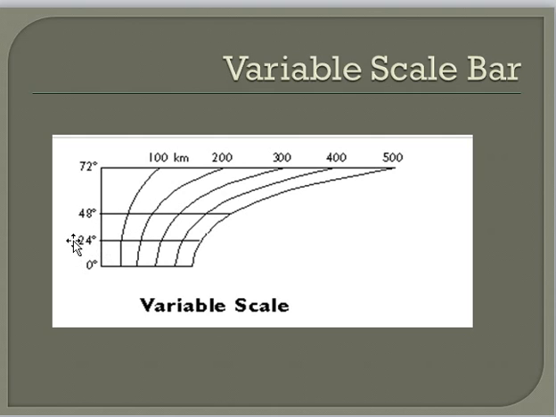So if I'm measuring something around 24 degrees north latitude, this line represents 500 kilometers. If I'm measuring something closer to the pole at 72 degrees latitude, this line would represent 500 kilometers.